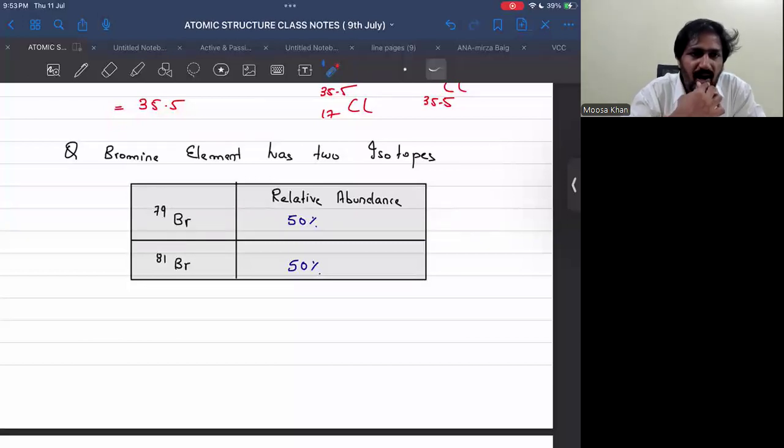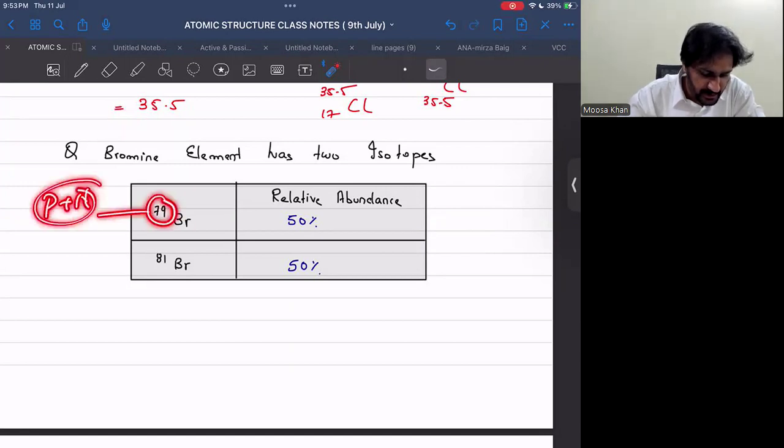80. Abu Bakr, why are you saying 80 protons? 80 should be the nucleon number, the mass number, no? Why are you saying 80 protons, son? This is the nucleon number. It means this is already the sum of protons plus neutrons.